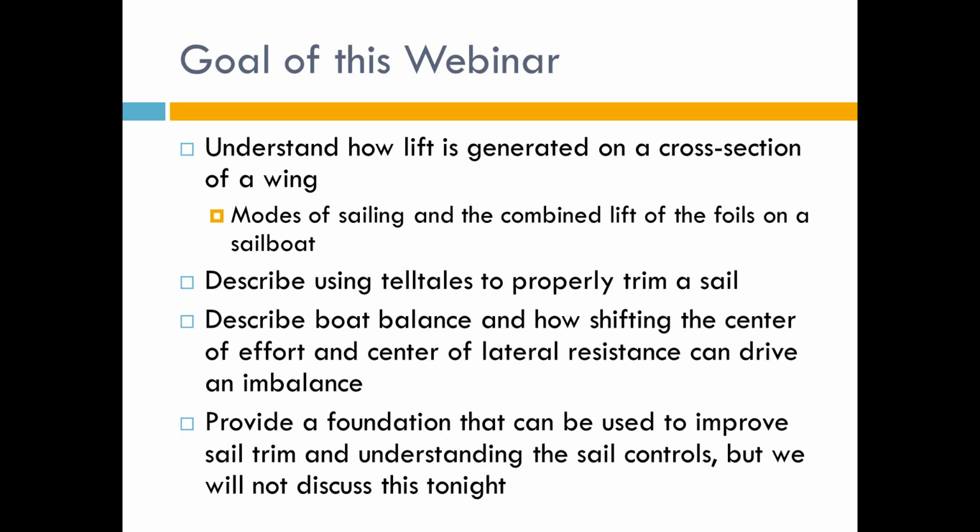And then the last bullet I have here is the main goal is to provide the foundation that you guys can hopefully use to improve your sail trim and your understanding of the sail controls. But the main point is that we're not going to be going that far tonight.